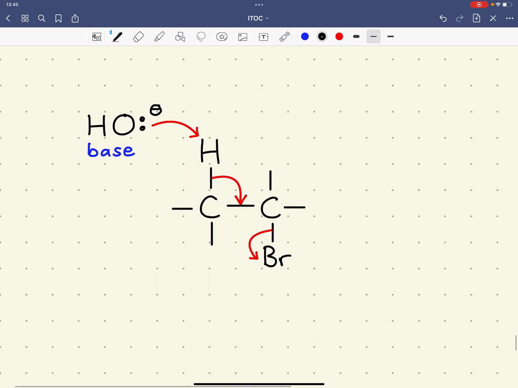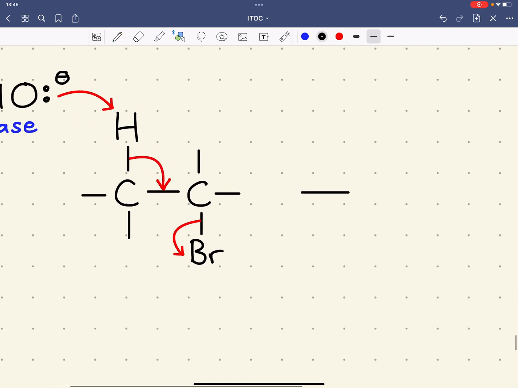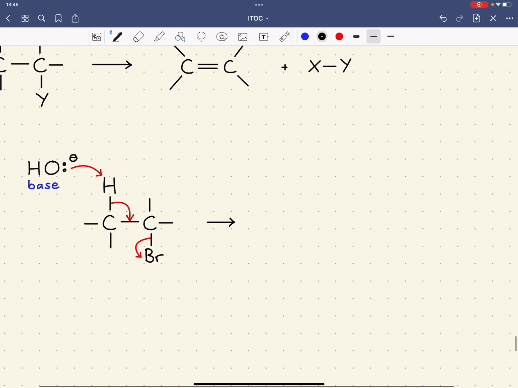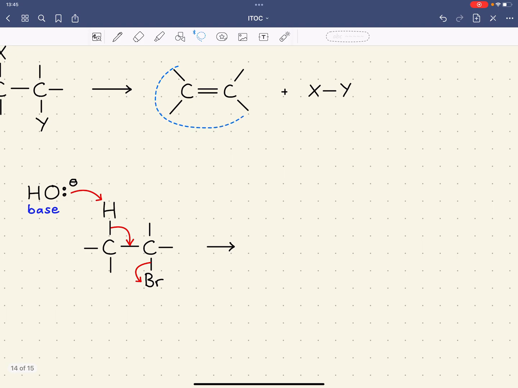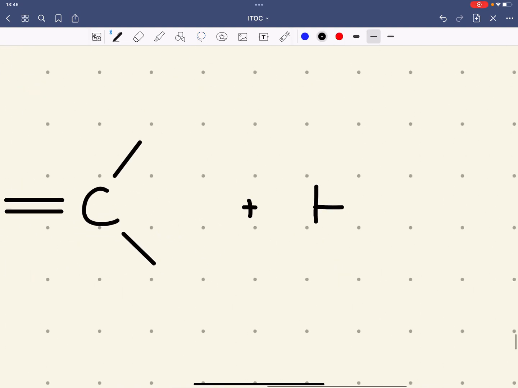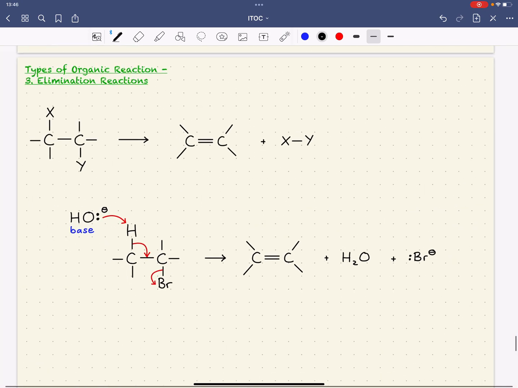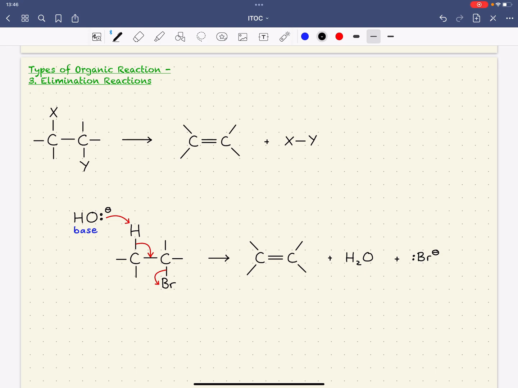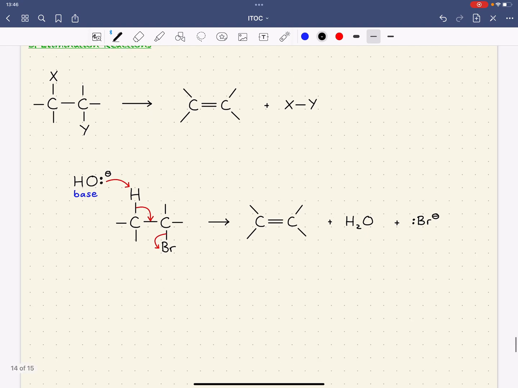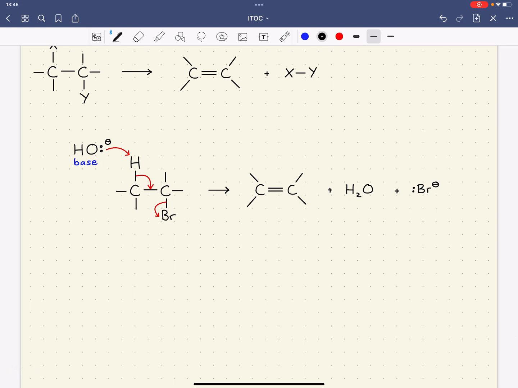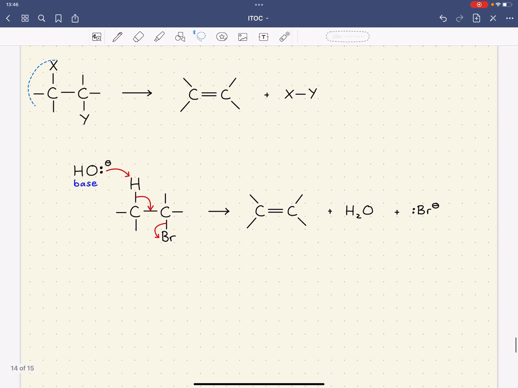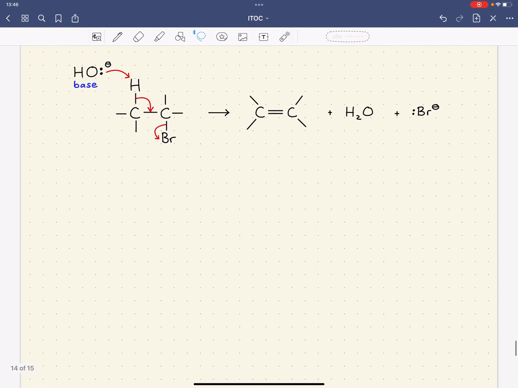In the process, that's going to give us our alkene, and also other products as well. It would give us an alkene, it would also give us H2O, and in this case a bromide ion. So that would be, for example, an elimination reaction of a haloalkane. Alcohols could also undergo similar types of reactions, but it'll be slightly different, and we'll explain why.